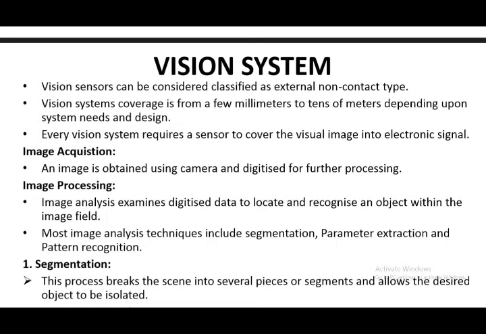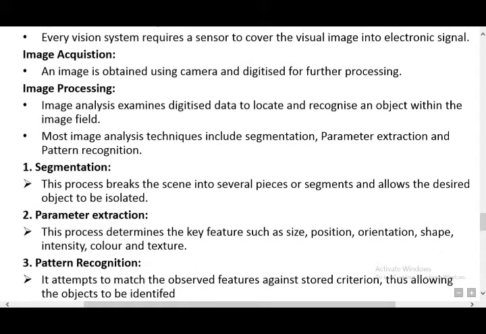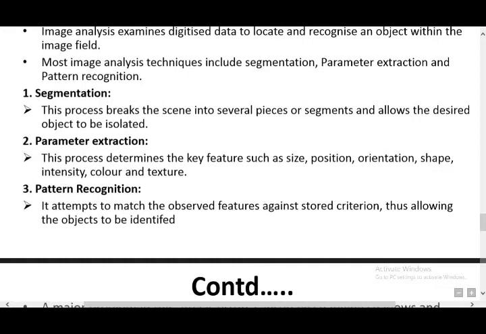Image processing and image analysis examine data to locate and recognize an object within the image field. Most image analysis techniques include segmentation, parameter extraction and pattern recognition. Segmentation: the process breaks the scene into several pieces or segments and allows the desired object to be isolated.